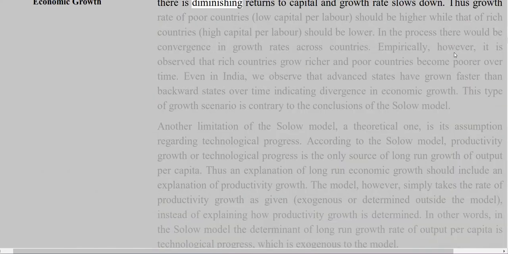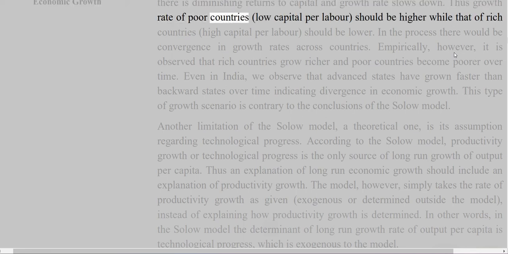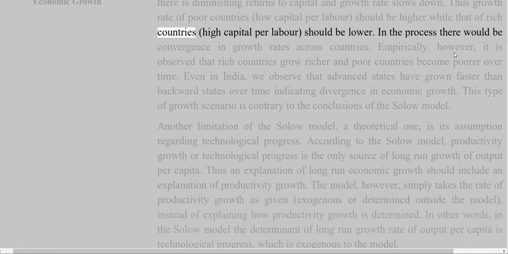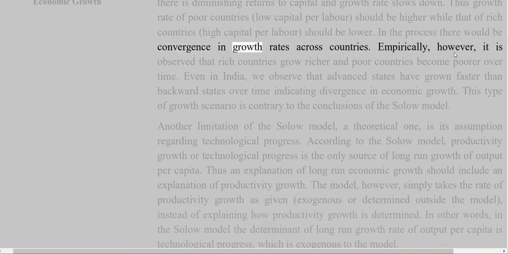When capital per labor increases, there is diminishing returns to capital and the growth rate slows down. Thus, the growth rate of poor countries, with low capital per labor, should be higher, while that of rich countries, with high capital per labor, should be lower. In the process, there would be convergence in growth rates across countries.